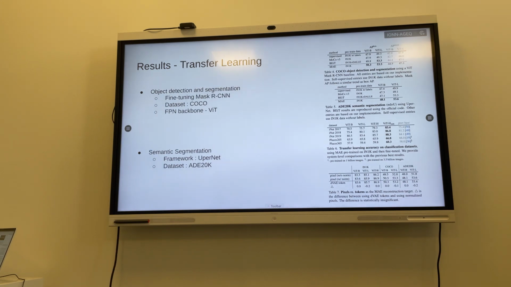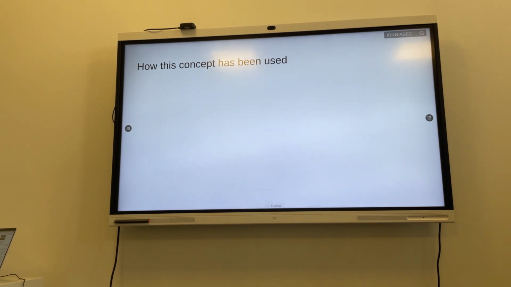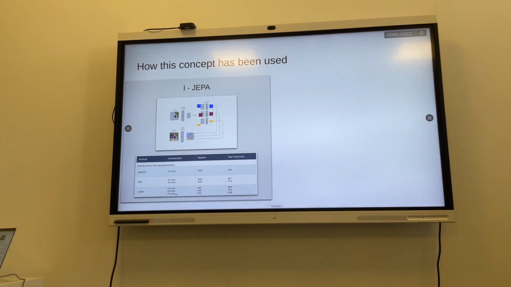And then they have also shown that for downstream tasks like object detection and segmentation, it's also performing well. Yeah. And we saw that this paper is from Facebook, and in their future work which came after that, they have also used this concept. So one thing is I-JEPA.